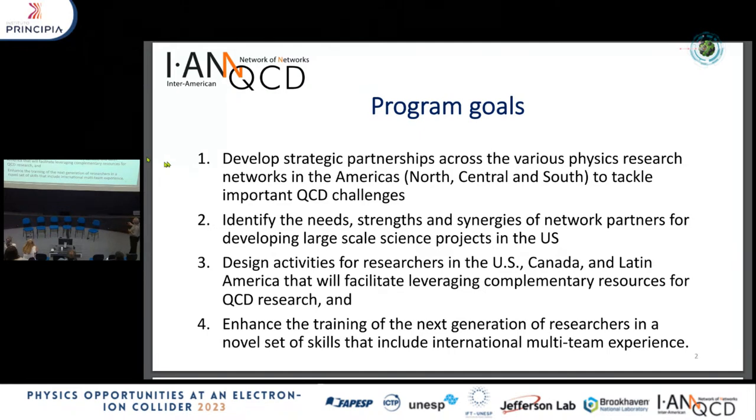Identify needs, strengths, and synergies of network partners for developing large-scale science projects in the US; design activities for researchers in the US, Canada, and Latin America that will facilitate leveraging complementary resources for QCD research; and enhance the training for the next generation of researchers in novel skill sets that include international multi-team entities and experience. So that was the broad goal on which we launched this effort.